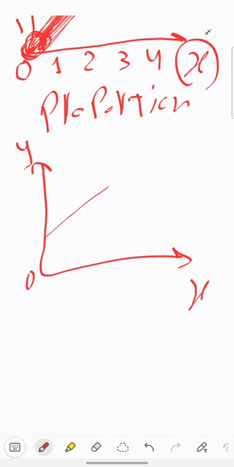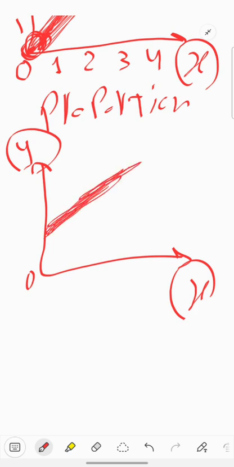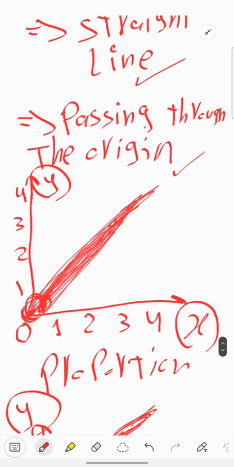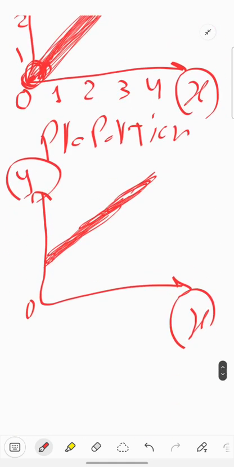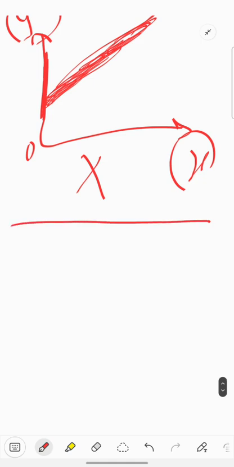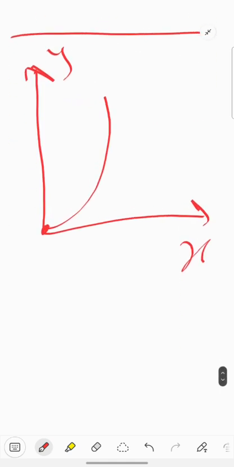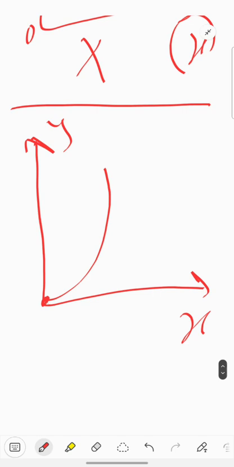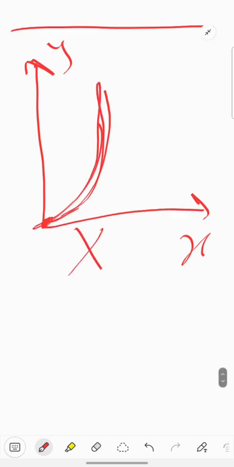One more. Now we have a relation between x and y, and the first condition is satisfied. We have a straight line, but of course it's not a proportion. Why? Because the second condition is passing through the origin point, and here it intersects with the y-axis. So it's not passing through the origin point, so of course it's not a proportion. One more. Now in this graph, the second condition is satisfied. We have passing through the origin point, but it's a curve, not a straight line. So of course it's not a proportion either.